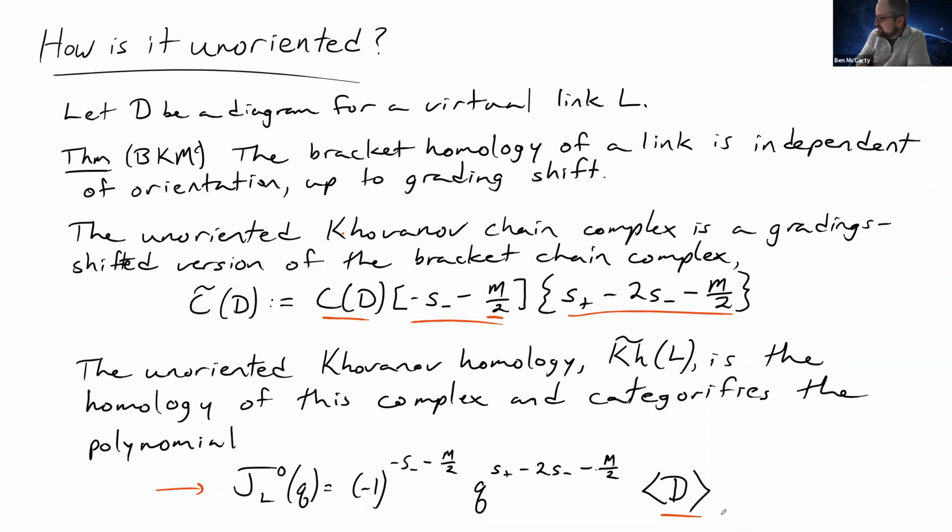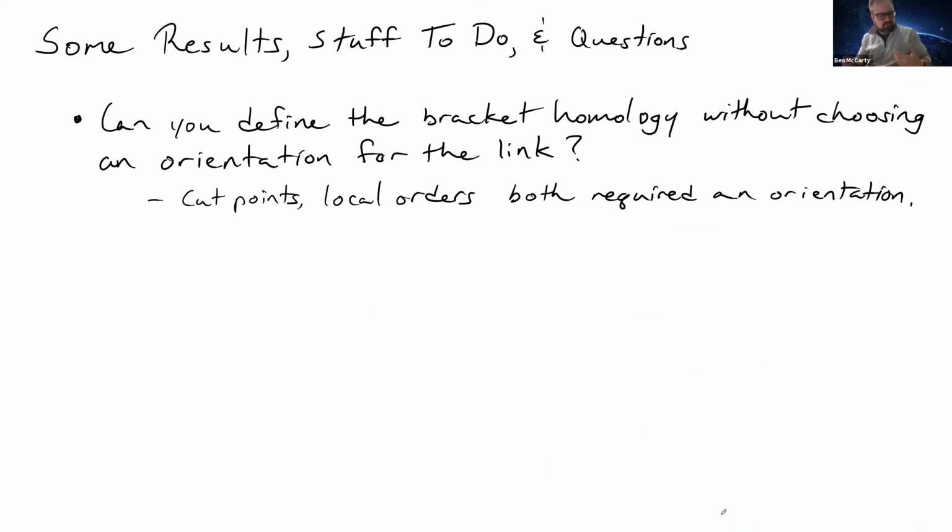I want to close with a few questions, a few results that we still have. The first question is maybe an obvious one. This all comes from a paper that Scott and Lou and I wrote called Unoriented Khovanov Homology. Now, clearly, the bracket homology, as we've defined it, depends on choosing an orientation, even though you can show that it's independent of the orientation. We had to pick one though.